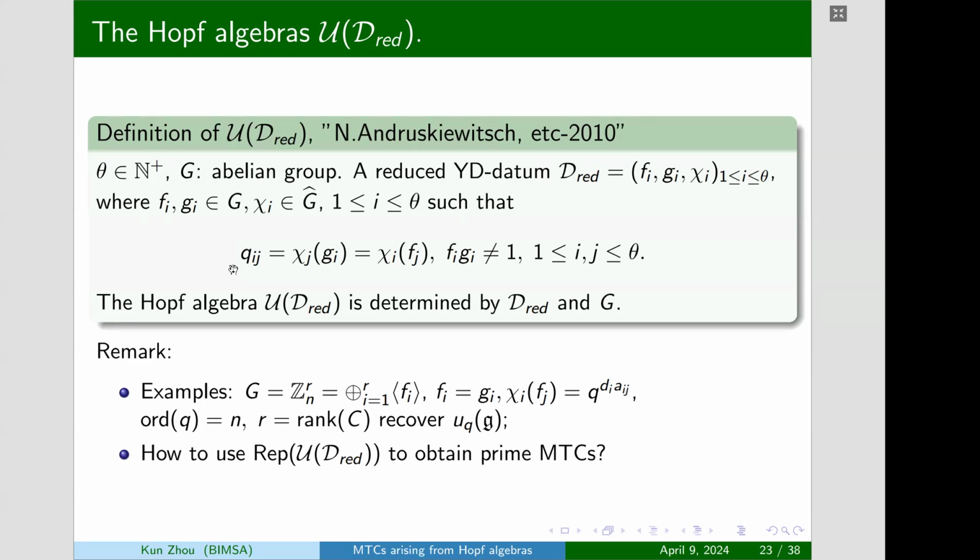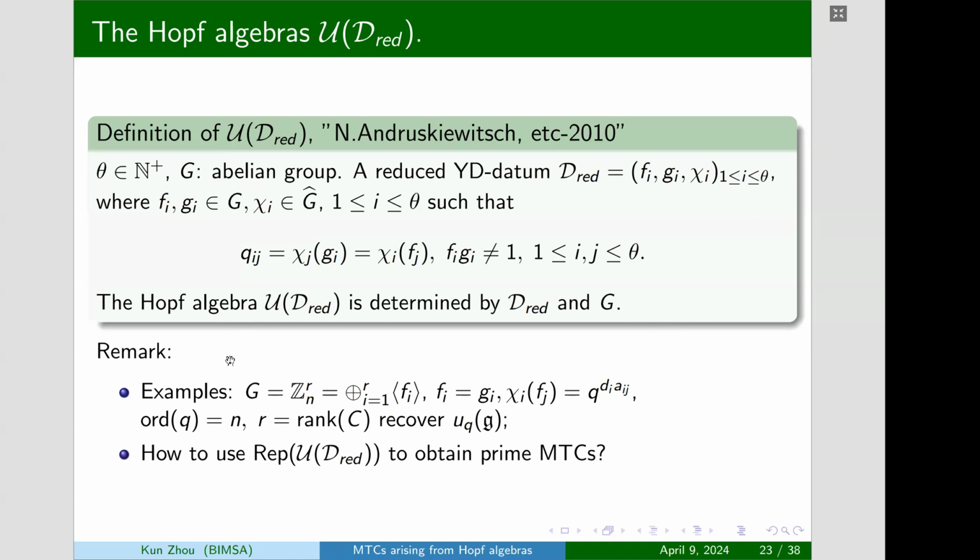Usually, we will call the matrix chi_j(g_i) the braiding matrix of the Hopf algebra U(D), and the Hopf algebra U(D) is determined by the datum D and the abelian group G. Here, we don't list its generators and relations since it is a bit complicated. But we can talk more about the Hopf algebras U(D) reduced as follows.